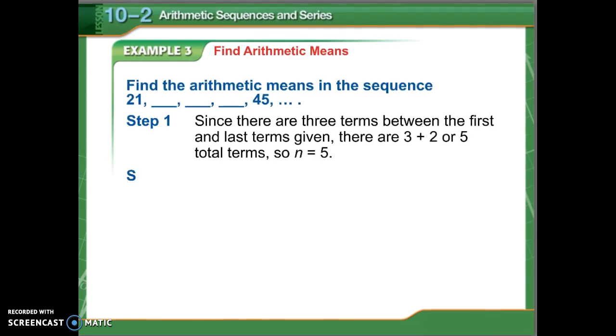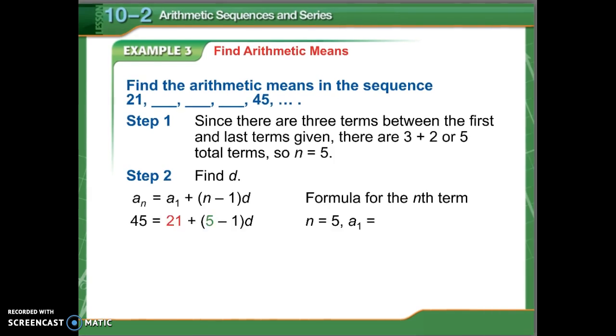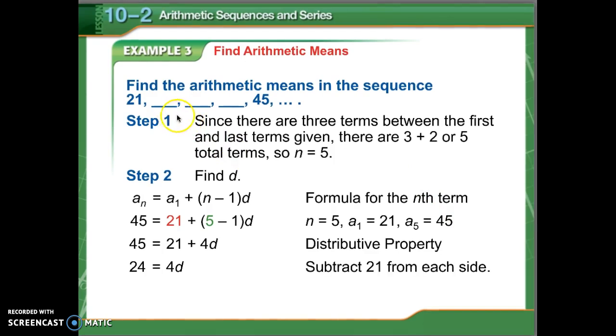So this time, when you have this kind of problem, what you want to do first is to figure out n. And so you can see that there's 3 terms, obviously, that we don't know in the middle of the problem, plus the 2 terms that we do know gives us 5 terms that we see here. So the first thing you're finding out is n.